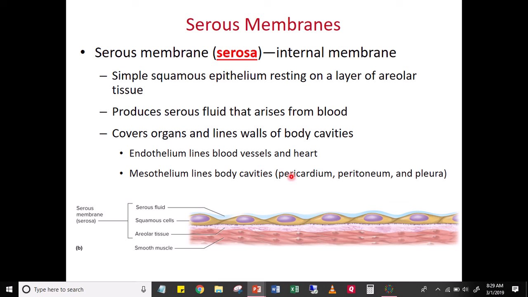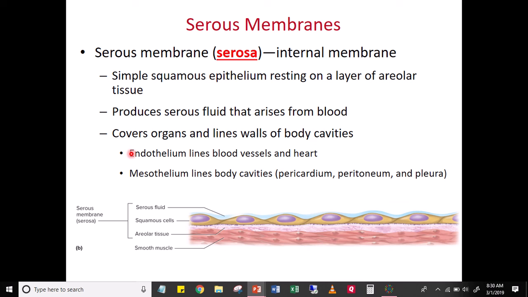And as we look at the serosa, it's going to be a simple squamous epithelium, and the simple squamous epithelium is going to be secreting liquids. These liquids are very watery and slippery. It's a serous secretion. As we look at these serous membranes, we find that they line most of the major organs of the body and surround and cover them. Inside of our blood vessels and heart, we have a very smooth, slippery serous membrane.